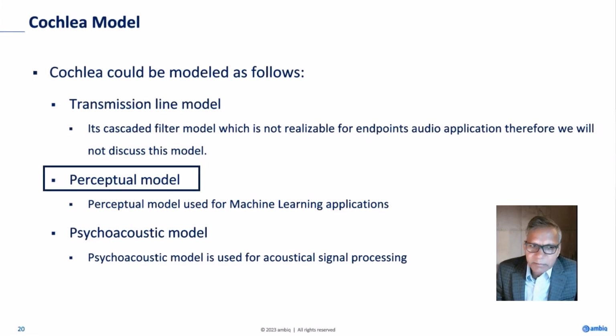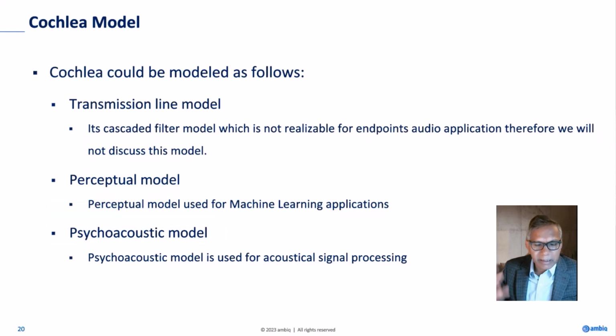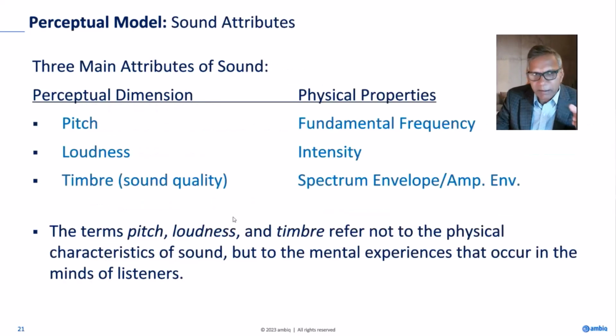The perceptual model is widely used in machine learning. We'll come back to that when we talk about how sound is originated and how this is converted into machine learning pre-processing. The psychoacoustic model is widely used for acoustical signal processing. When we are directly optimizing audio for human hearing, we need to take the psychoacoustic model into consideration. When we are designing a speech recognition system or any other machine learning based system where speech is being manipulated by the machine, we use this perceptual model. We'll come back to that a little later.